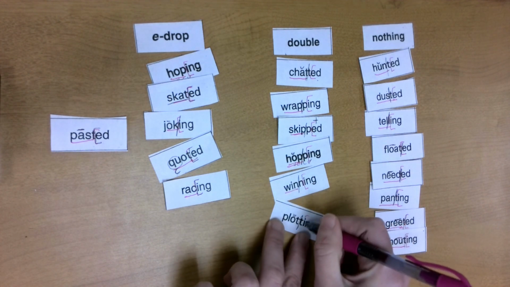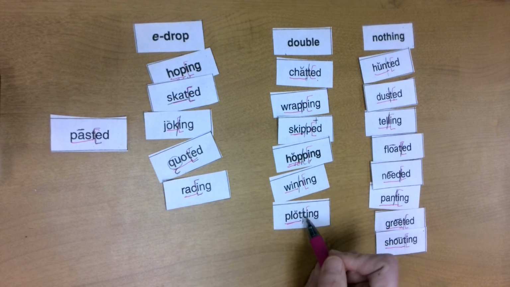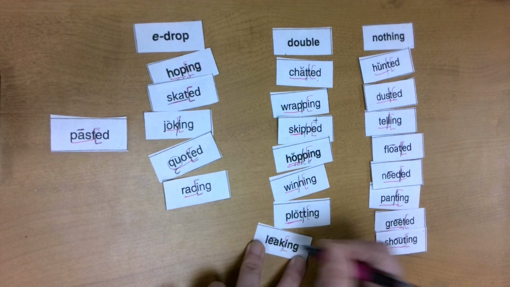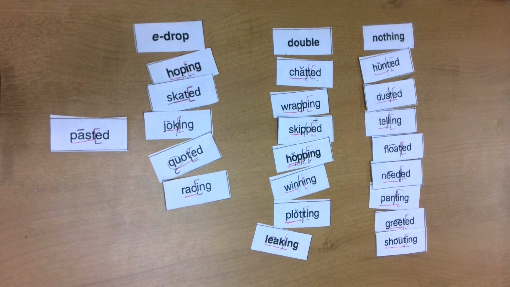Plotting. Chop off that ing suffix. Take a look at that base word plot. I see I had to add another T to keep it plotting instead of floating. And then finally my last word, chop off that ing suffix from leaking. Let's take a look at that base word leak. Oh, and I see no spelling changes on that.